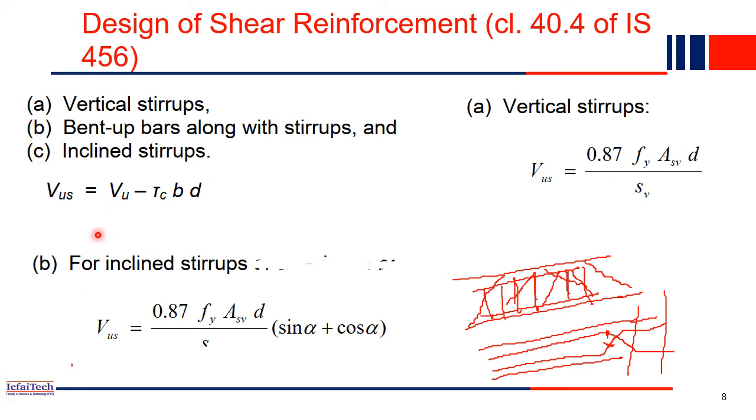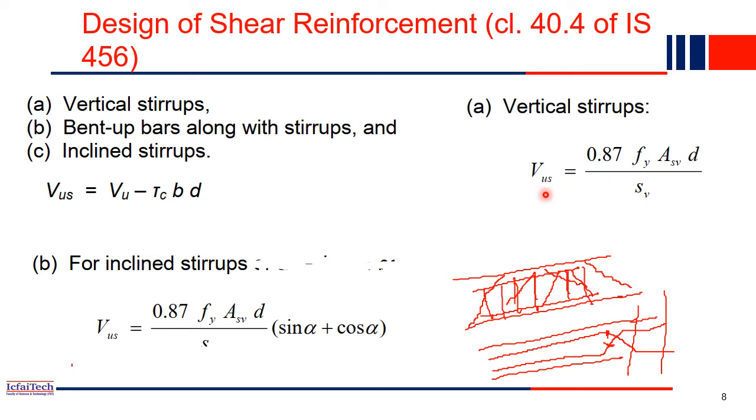Okay, so now what will be the design shear force? That is the total shear force minus the shear taken care of by the concrete and the longitudinal steel. Whatever is left over, that shear force you have to design for, and for that you have to provide the stirrups. For vertical stirrups, that is the formula. You will get it in IS 456 clause 40.4. This is a very simple formula.